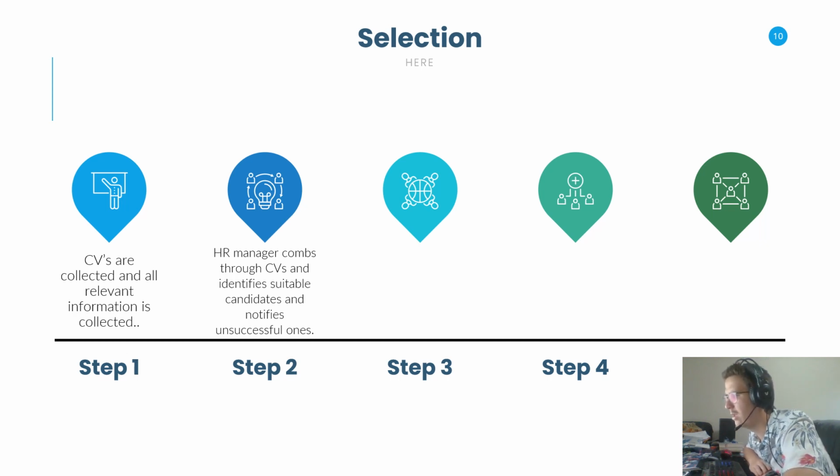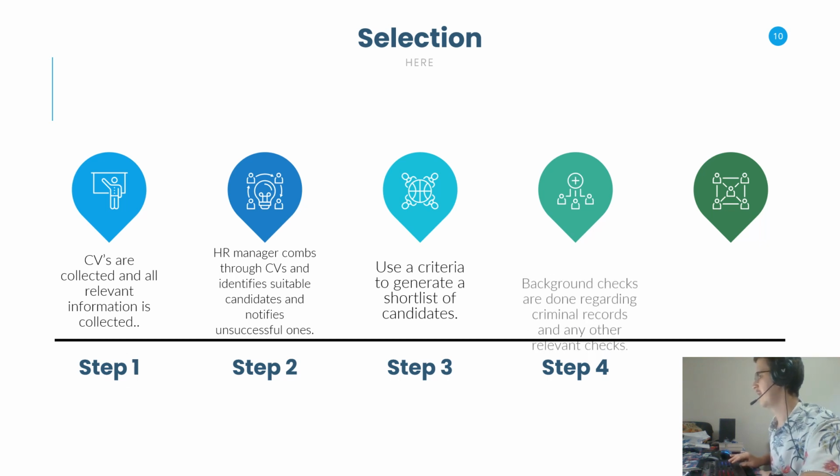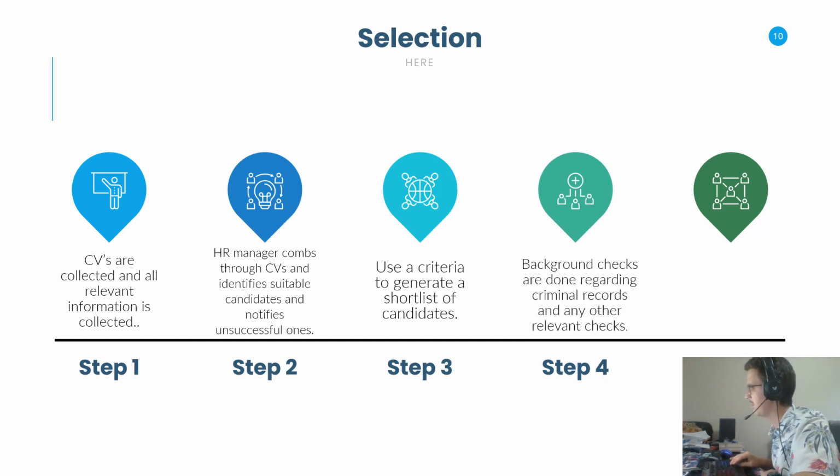You identify suitable candidates, you shortlist them, and you use a criteria to do this. You have to have some sort of criteria, and that is why you have your job specifications. Then you do your background checks, and remember you do your background checks at step 4, not step 1, because you're going to waste time otherwise.